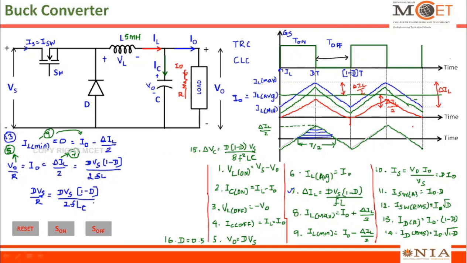So I put LC. So from this, if I try to calculate the expression for LC, I will get R into 1 minus D whole divided by 2F. So this is the critical value of inductance at which the current becomes minimum. That is the minimum current becomes 0. Now this is expression number 17 of the derivation.